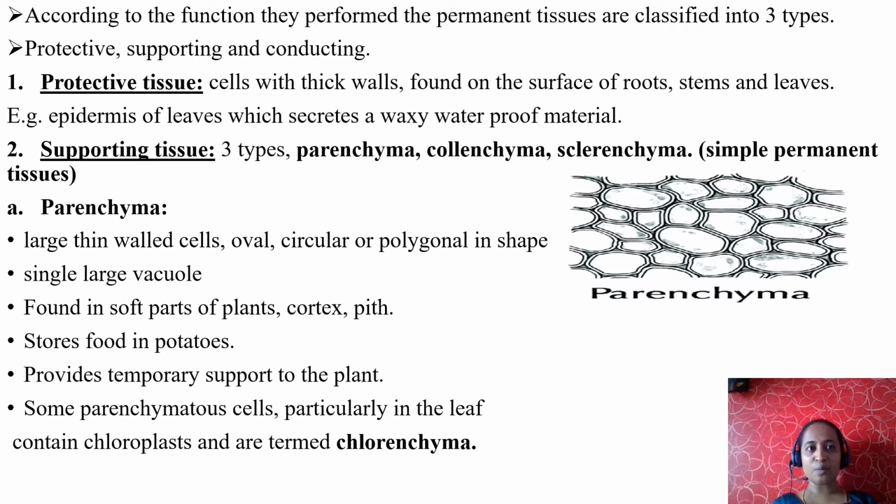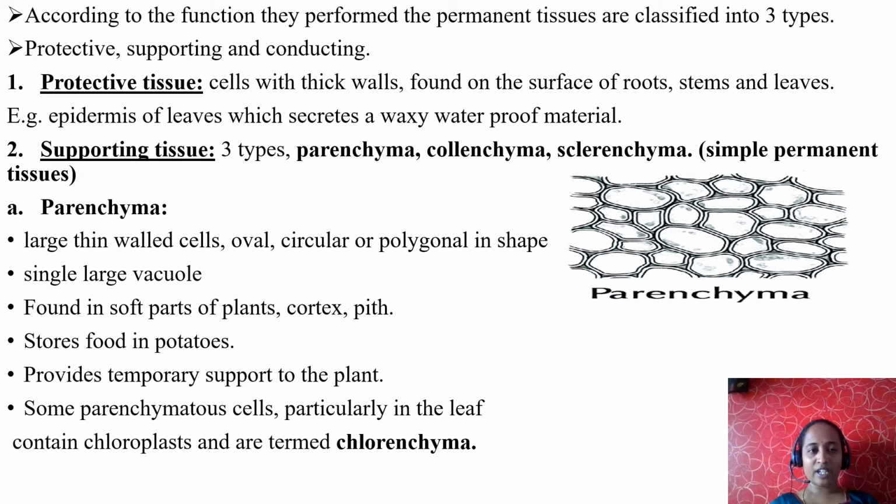Let us see protective tissue first. Based on protection, the permanent tissues are classified into different types. Here the cells which come under this permanent tissue have thick walls. They are usually found on the surface of roots, stem and leaves. As the name indicates, on the surface of root, stem, leaves, why are they present? To give protection.